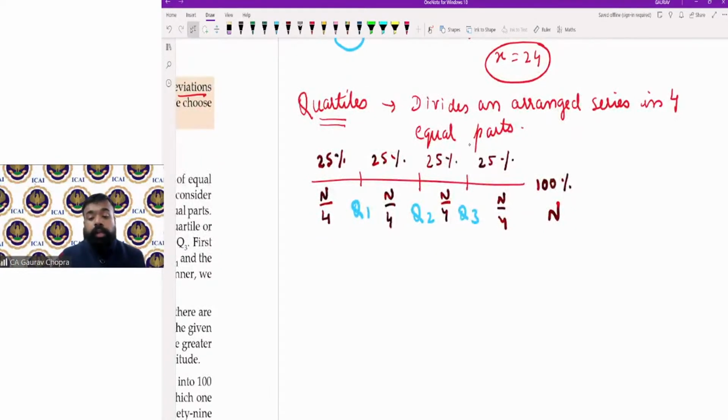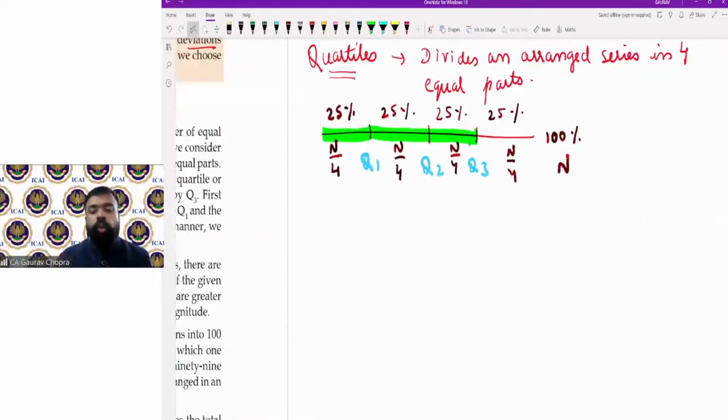Now, this is the basic concept. क्वार्टाइल का मतलब है एक अरेंज्ड सीरीज को 4 पार्ट्स में डिवाइड करना. हर पार्ट 25% होगा या n/4 होगा. सो अगर कभी आपसे क्वेश्चन पूछ ले Q1 से पहले कितने ऑब्जर्वेशंस है, तो आपका आंसर क्या होगा? 25%. अगर क्वेश्चन ने पूछा Q3 से पहले कितने ऑब्जर्वेशंस हैं, तो Q3 से पहले अगर आप काउंट करेंगे इट इज 75%. तो 75 ऑब्जर्वेशंस आर लाइंग बिफोर Q3. ओके.